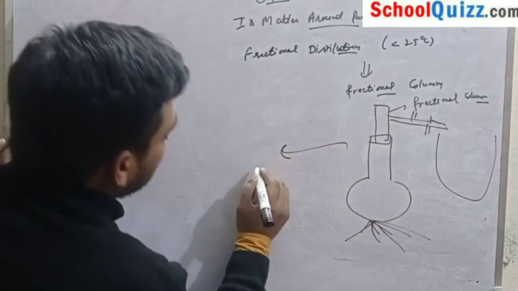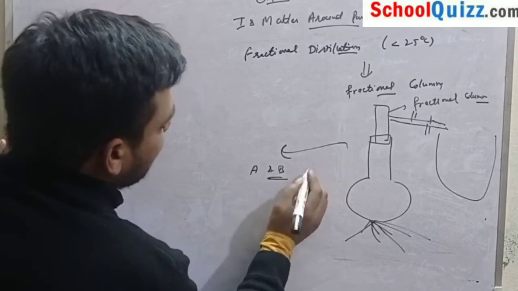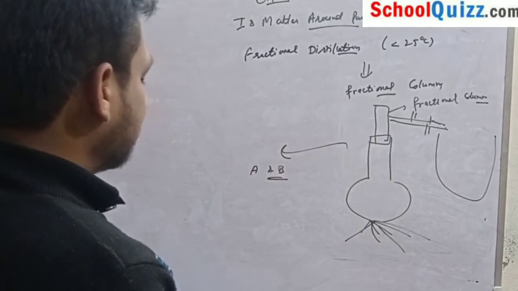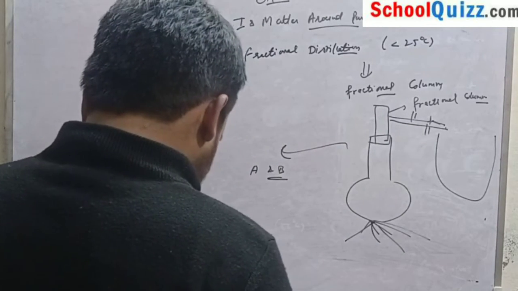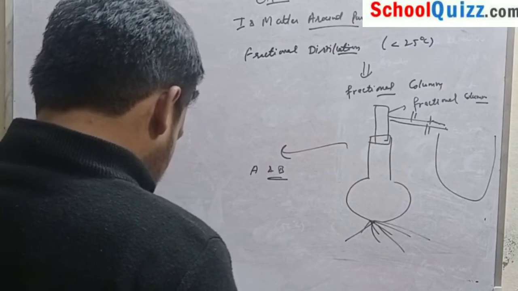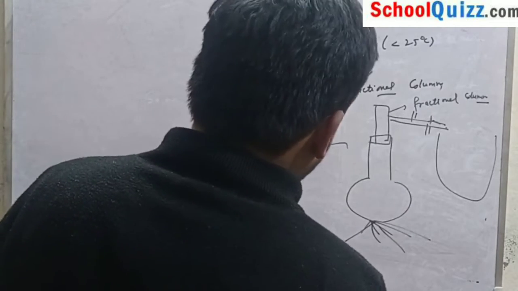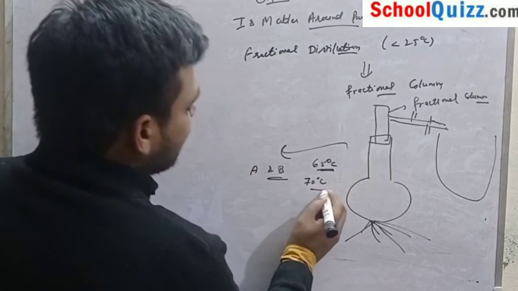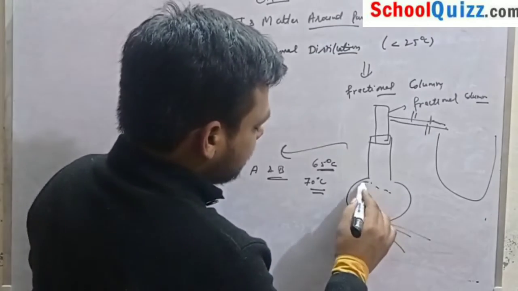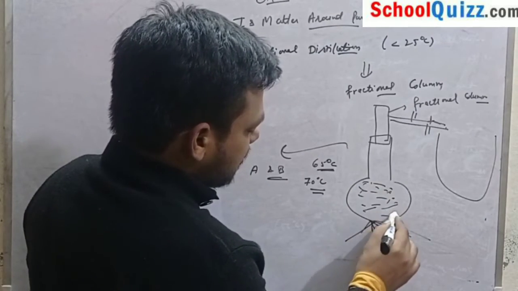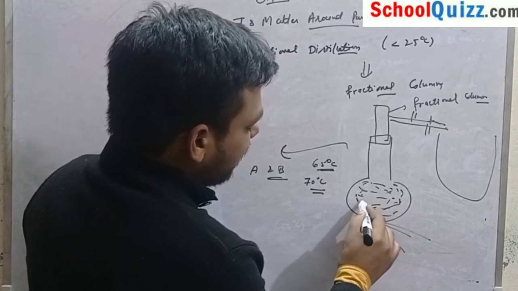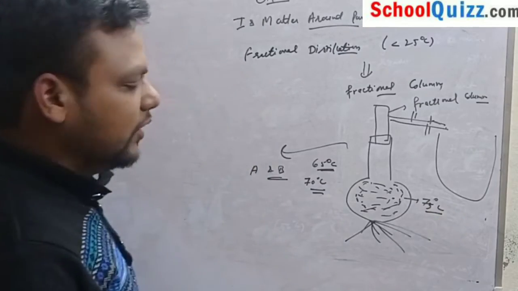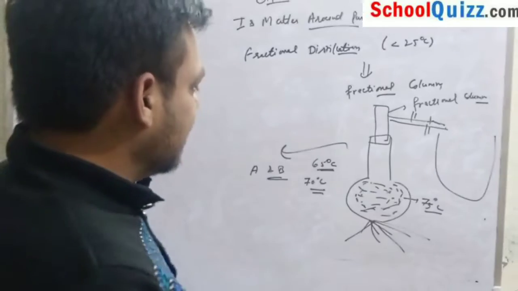Suppose we will take our two liquids A and B, whose boiling point difference is less than 25 degrees Celsius, or less than 25 Kelvin. So suppose the first boiling point is 65 degrees Celsius and the other one is 70 degrees Celsius. So what will we do? We will heat it at like 75 degrees Celsius.